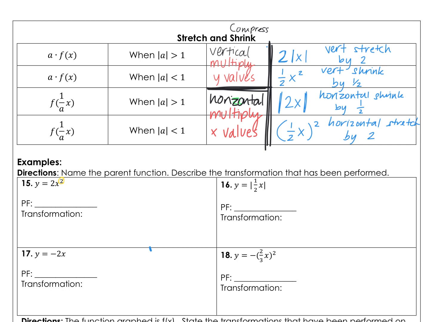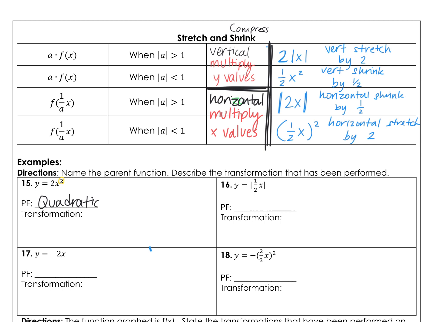So remember we talked about yesterday, PF stands for parent function. So I'm asking for the parent function here. It has an exponent of 2. Do you remember what that's called? It's called quadratic. We do quadratics literally the entire rest of the semester. It's awesome. Okay. And the 2 is out in front.